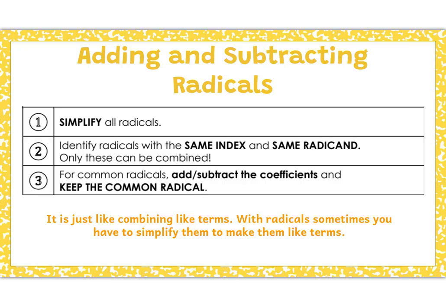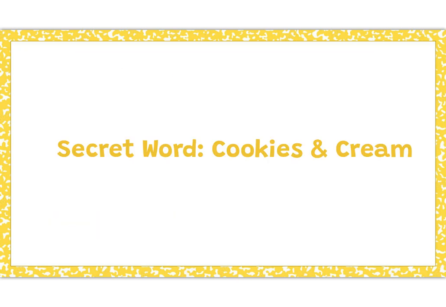So for common radicals, you just add or subtract the coefficients and keep the common radical. It's just like combining like terms when we're thinking about variables. With radicals, sometimes you have to simplify them to make them like terms. That is the only difference.